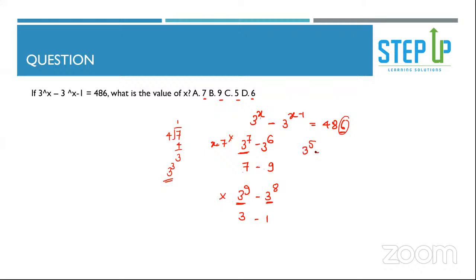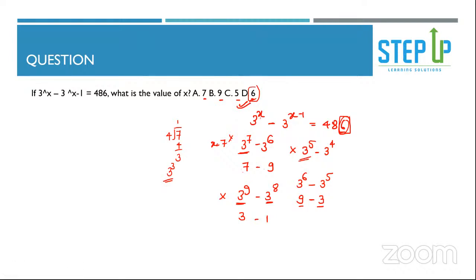3 to the power 5 minus 3 to the power 4. 3 to the power 5 will not work because 3 to the power 5 is 243, 81 into 3. So definitely you cannot get 486. So this is also not the answer. Check 3 to the power 6. So 3 to the power 6 has unit digit 9 and 3 to the power 5 has unit digit 3. 9 minus 3, the unit digit is 6. Hence, this will be your answer. So your answer will be 6.